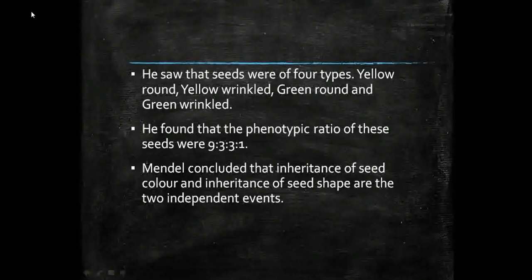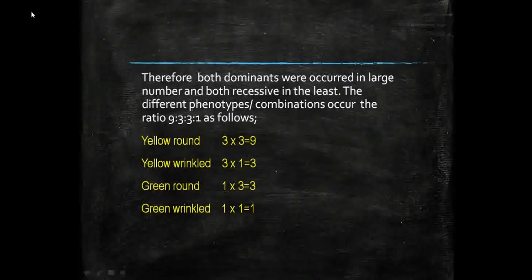By all this experimentation, he concluded that the inheritance of seed color and the inheritance of seed shape are totally independent events. Both dominants occurred in the largest number and both recessives in the least number. He got the dominant trait in large quantity and the recessive trait in the least quantity.